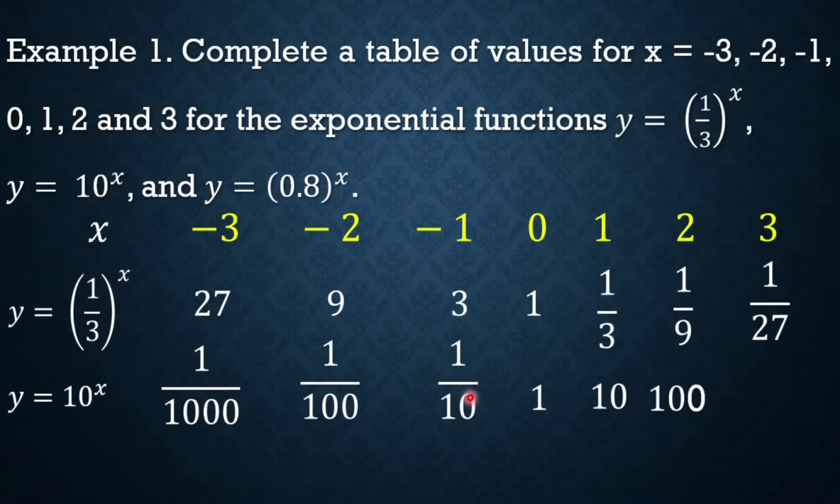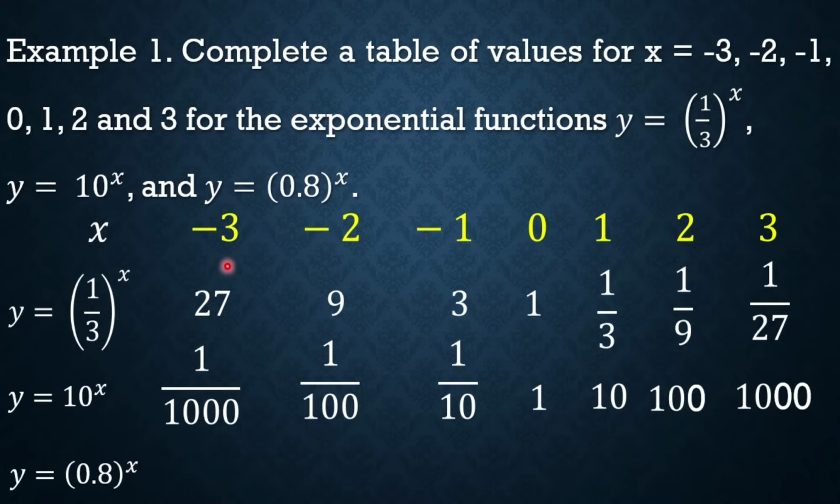10 raised to 2, or 10 squared, is 100. 10 cubed is 1,000. And the last function that we have is y is equal to 0.8 raised to x. So 0.8 is greater than 0 and not equal to 1. Therefore, y is equal to 0.8 raised to x is an exponential function.